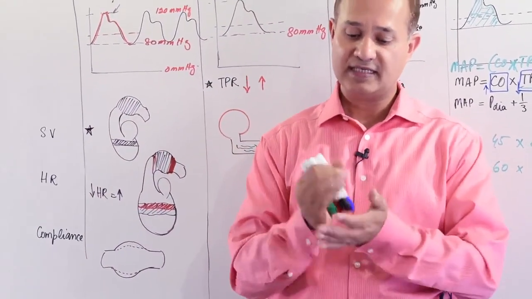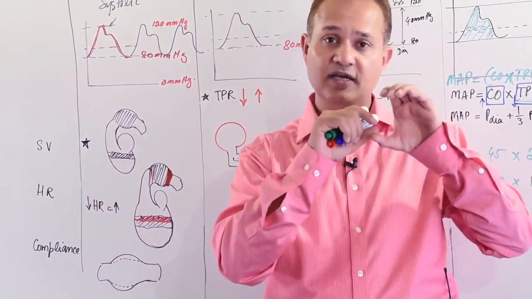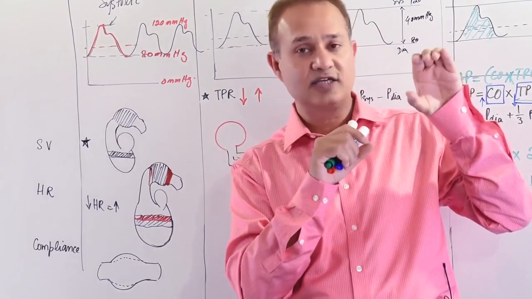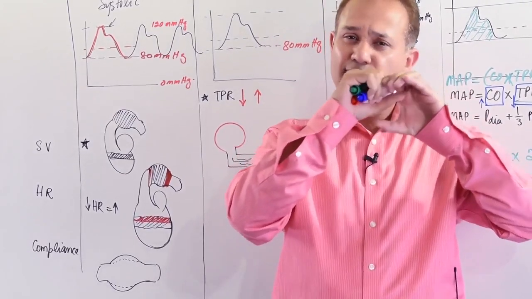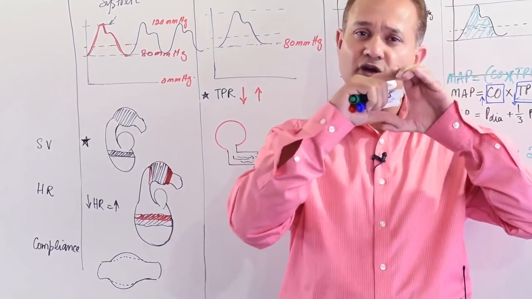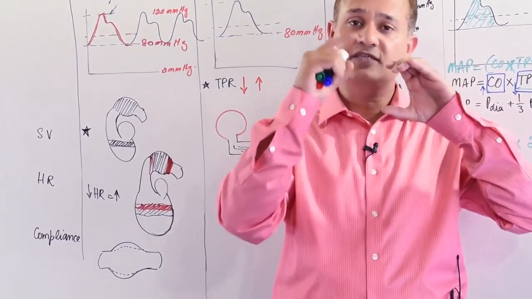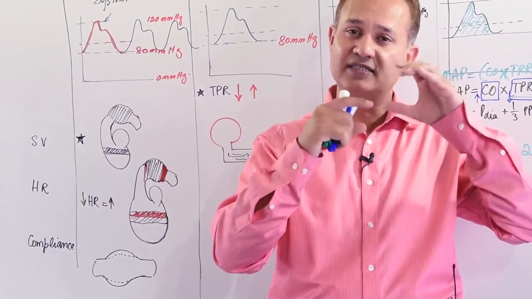Compliance, as we just talked about, is distensibility. So if, let's say, this blood vessel is not distensible, we are trying to push blood into it, and blood is struggling to get into this, and the volume is great. What would happen is that systolic pressure would be measured as high.